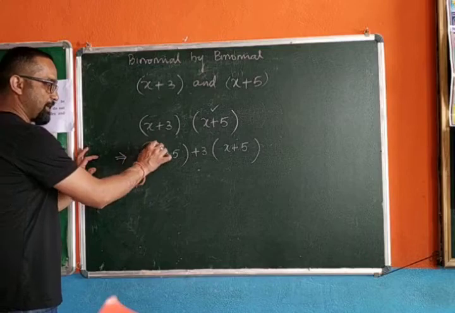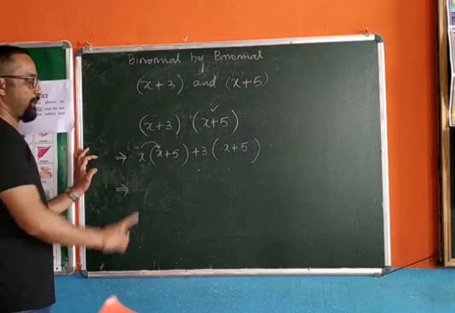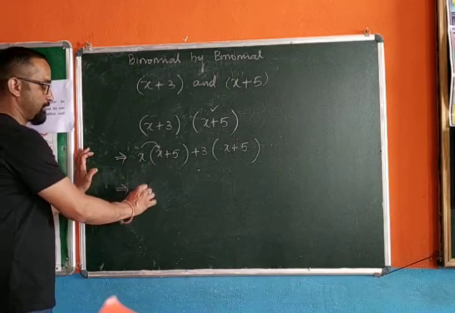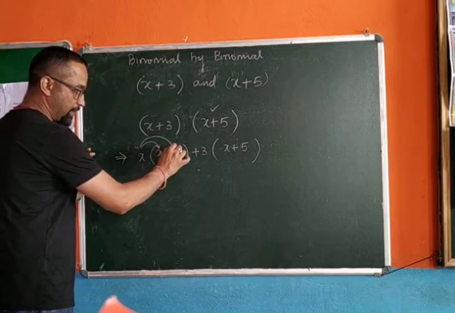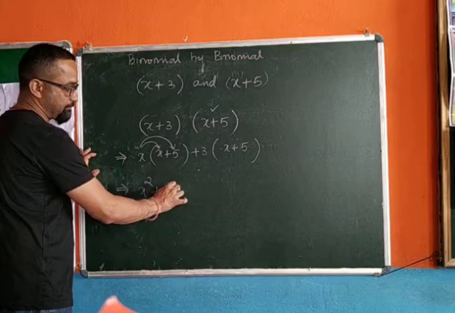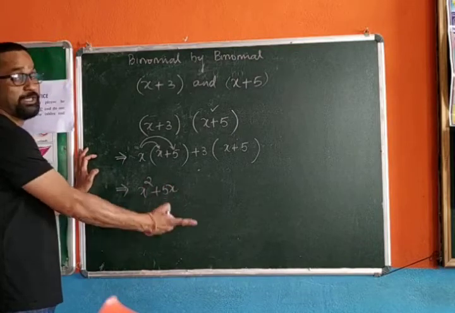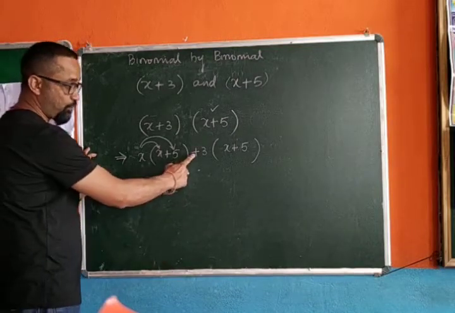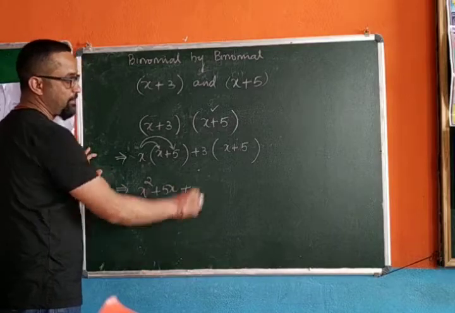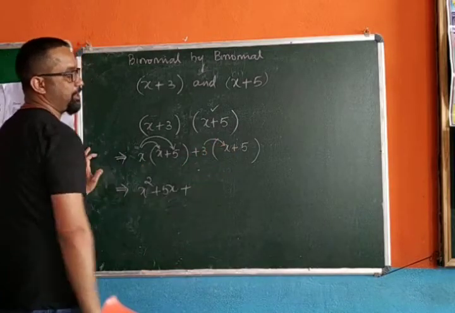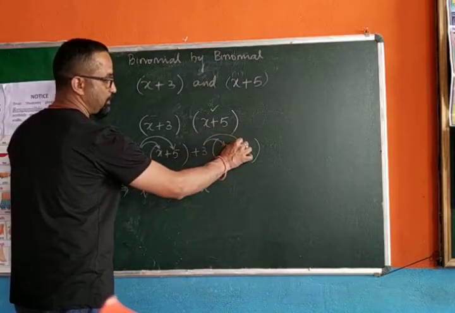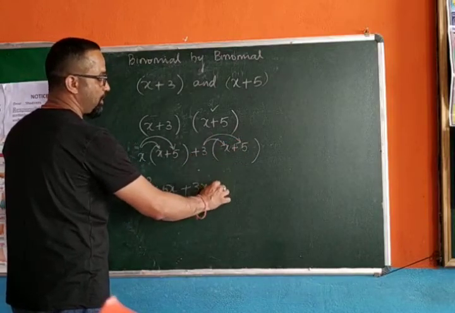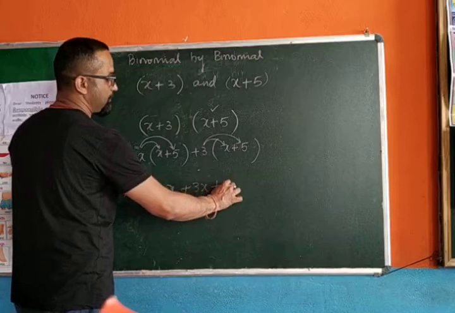Now you multiply these two. X multiplies by x is x squared. X multiplies 5 is plus 5x. First multiplication is complete. Now you copy this plus sign. 3 into x is 3x. Again 3 multiplies plus 5. Plus into plus is plus. 3 into 5 is 15.